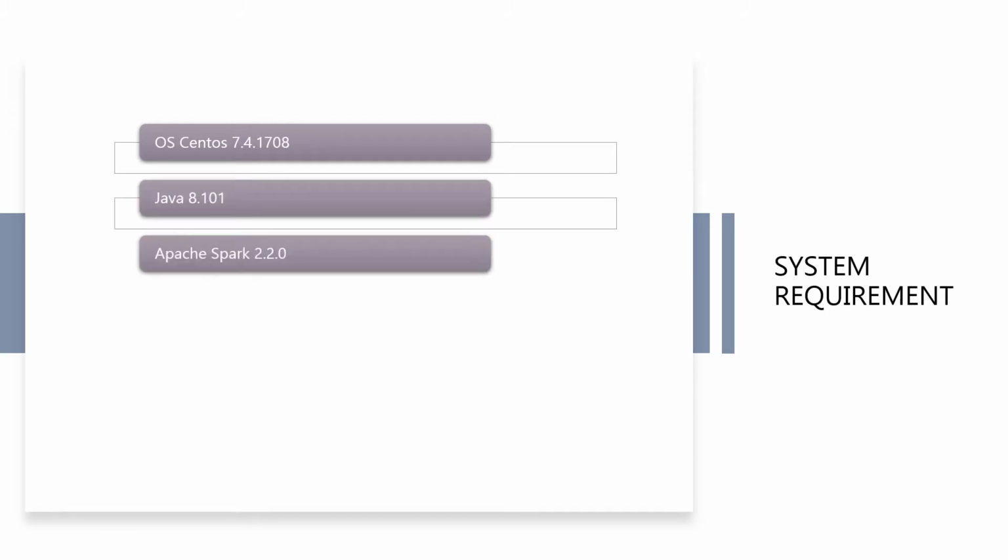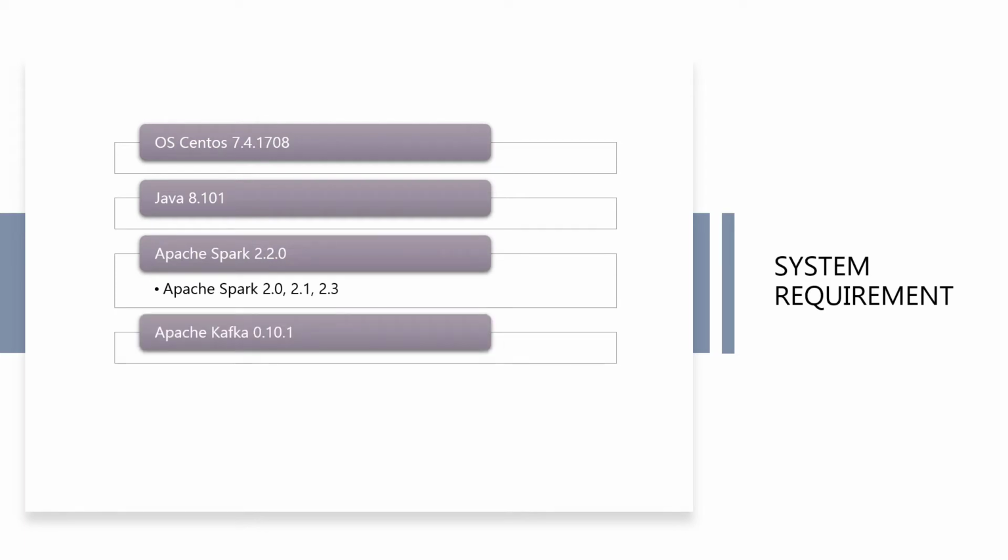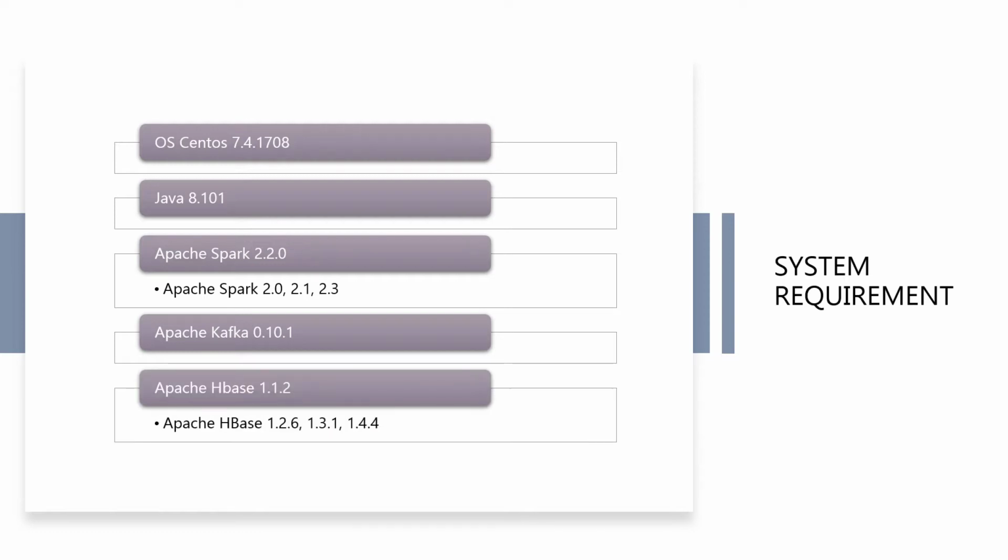This is the system requirement of the Spark processing cluster: CentOS as an operating system, Java as a programming language, Apache Spark as a data processing tool, Apache Kafka as a data distribution tool, and Apache HBASE as data storage.